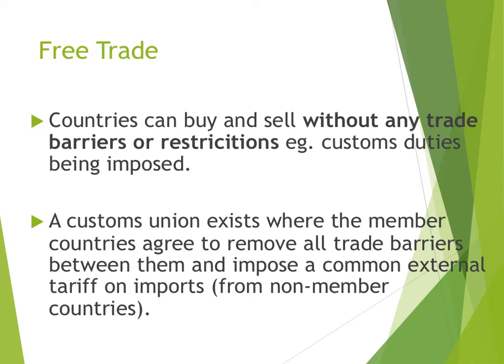With free trade, we know that we have free trade among the member states of the EU, now currently 27 member states. We also have other trade deals. For example, the EU has a trade deal with Iceland, so we have free movement of goods to Iceland as well, and people. So countries can buy and sell without any trade barriers or restrictions, for example, customs duties being imposed. And we are used to that. If we buy anything from the EU, we don't pay any customs duties.